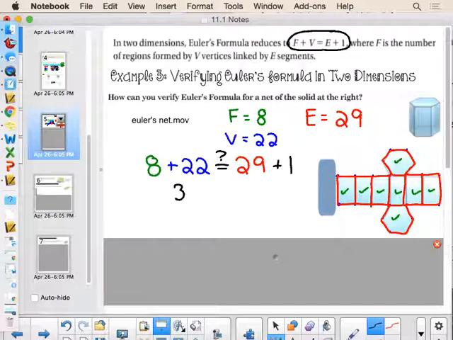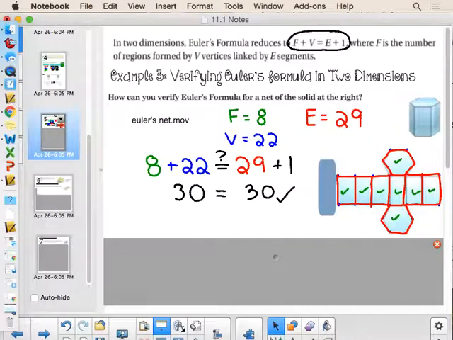Last I checked, I got 30. And last I checked, 29 plus 1 was also equal to 30. Does 30 equal 30? Well, yes, we have just verified Euler's formula for 2-dimensional figures.